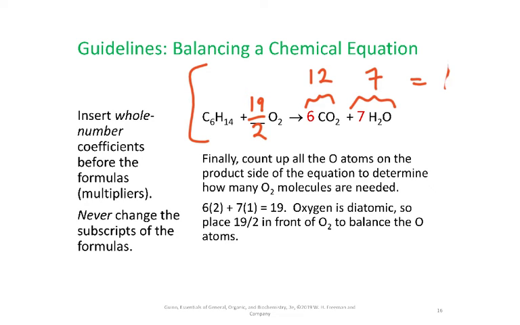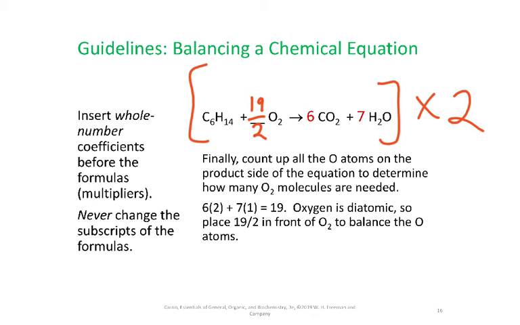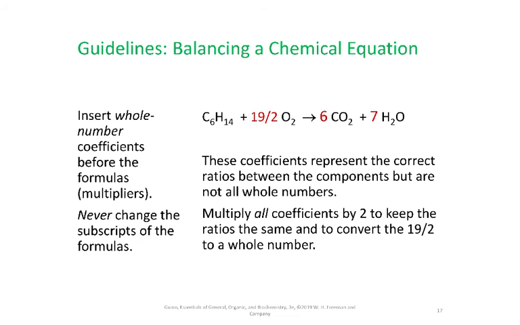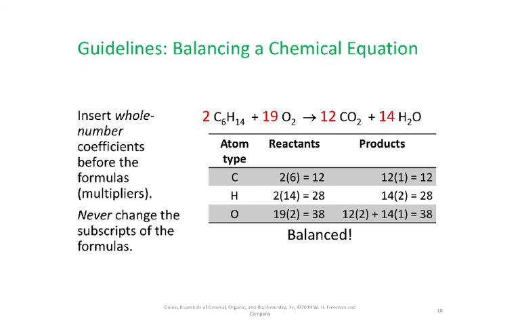here, let me clean this up. Okay, so we can multiply the whole thing by 2 to turn the fraction into a whole number, which then gives us, well, yeah, there's the answer. And now it gives us whole numbers. So we have 2, 19, 12, and 14 instead of 1, 19 halves, 6, and 7.